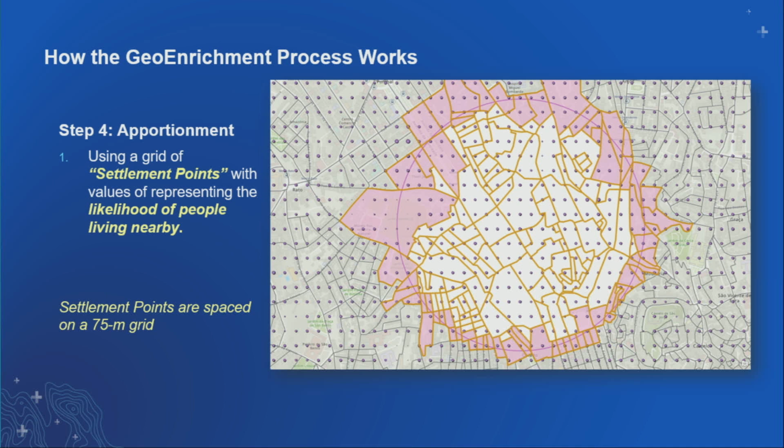But the idea is that we want to use the settlement score and figure out what proportion we want to allocate to each side of that polygon. And everything that's inside gets added to the attribute that we ultimately write in the GeoEnrichment process.